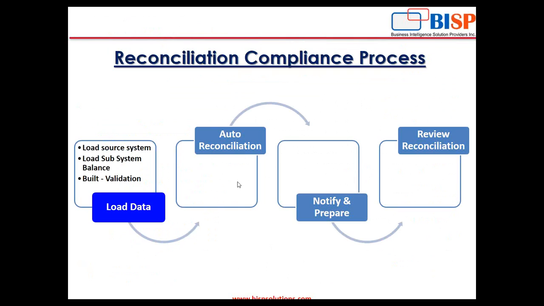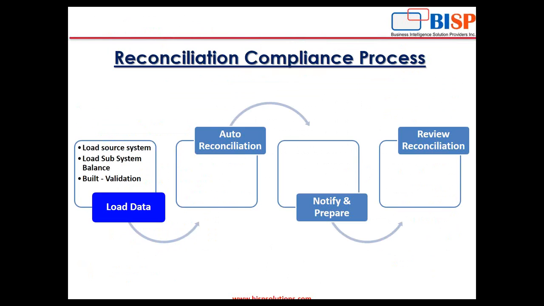Today we'll be taking up the reconciliation compliance process. So there are basically 4 or 5 steps in the reconciliation compliance process that we have. The reconciliation process is completed in 5 steps actually. Here are the 4 steps, and then the 5th one is to just monitor it. We'll be going through them. The first is to load the data into the system.